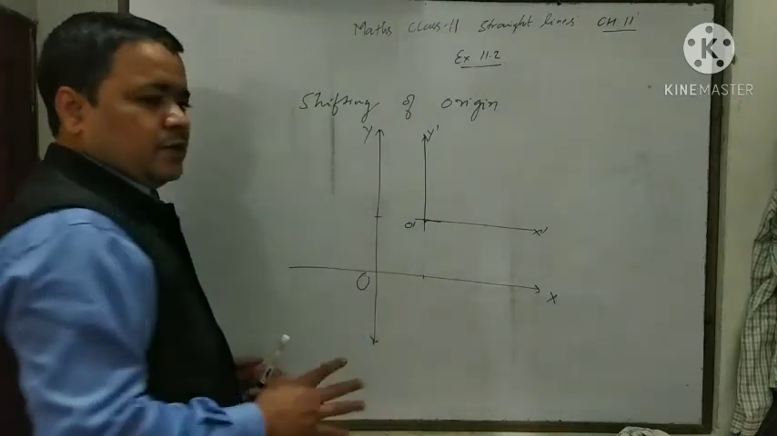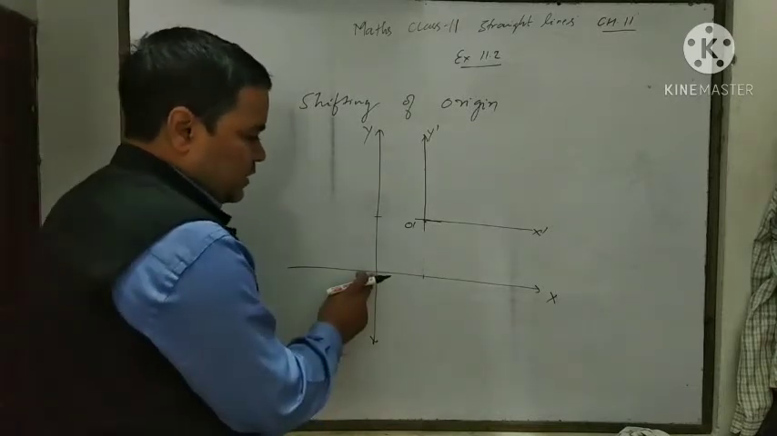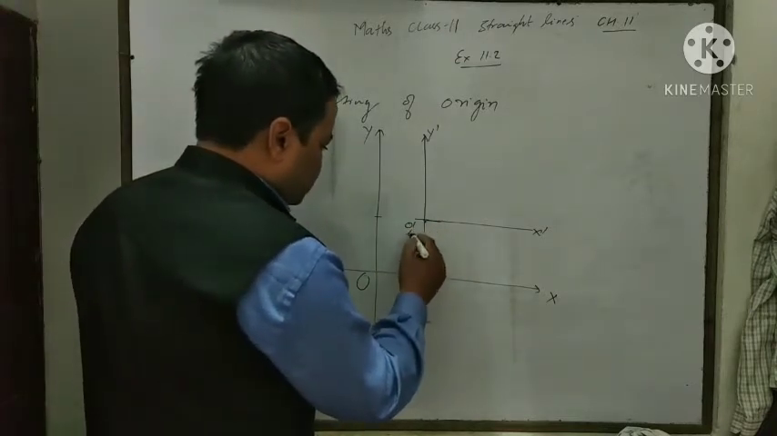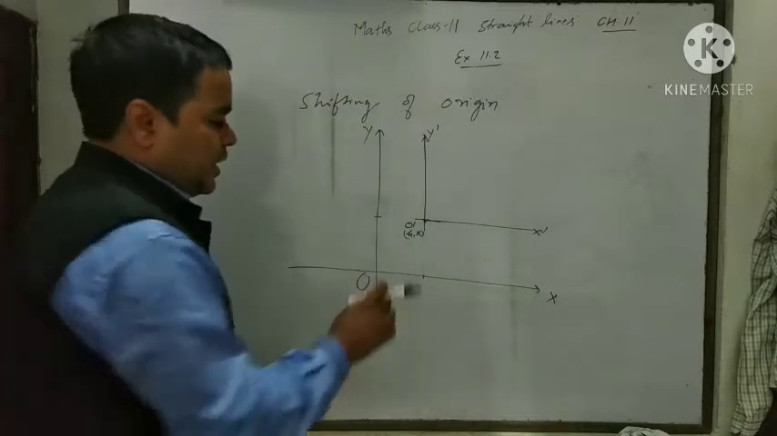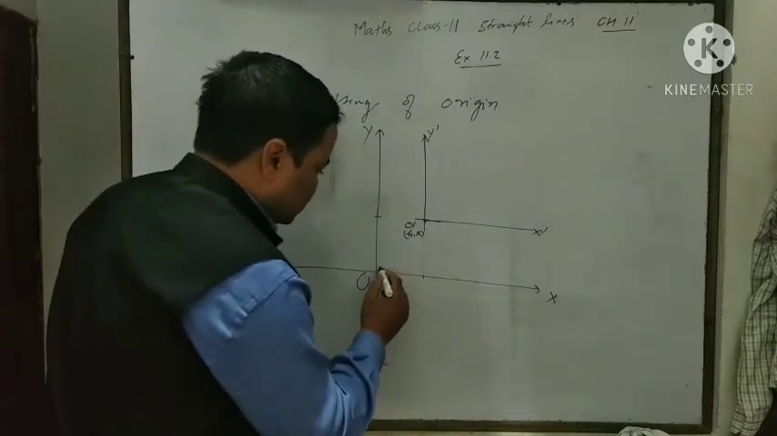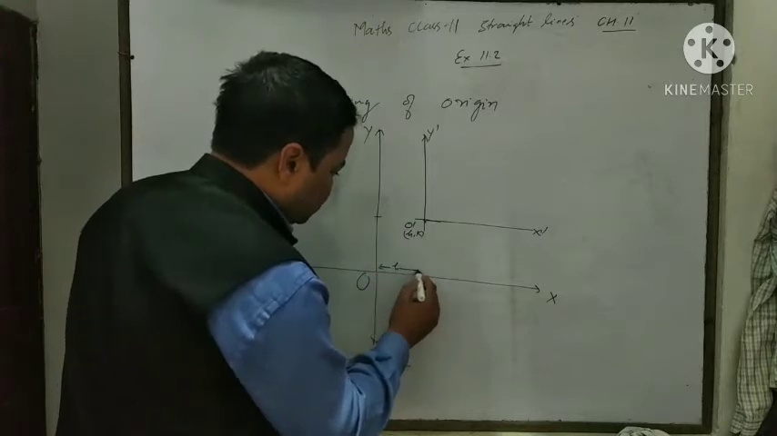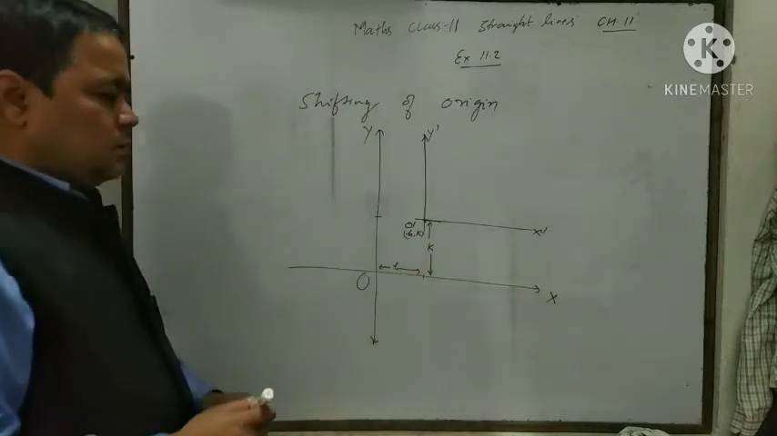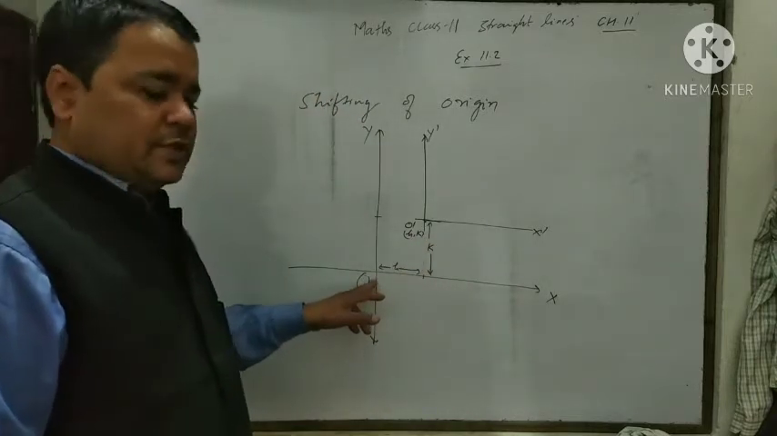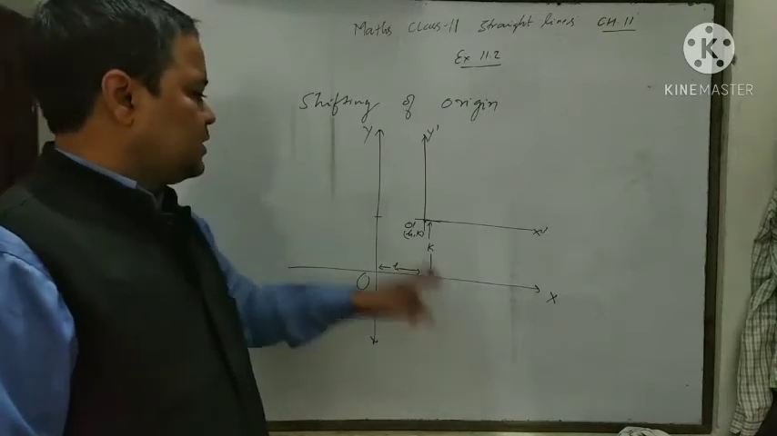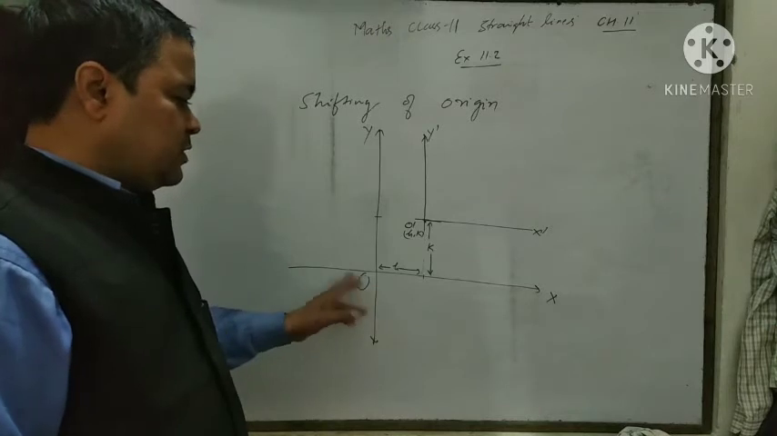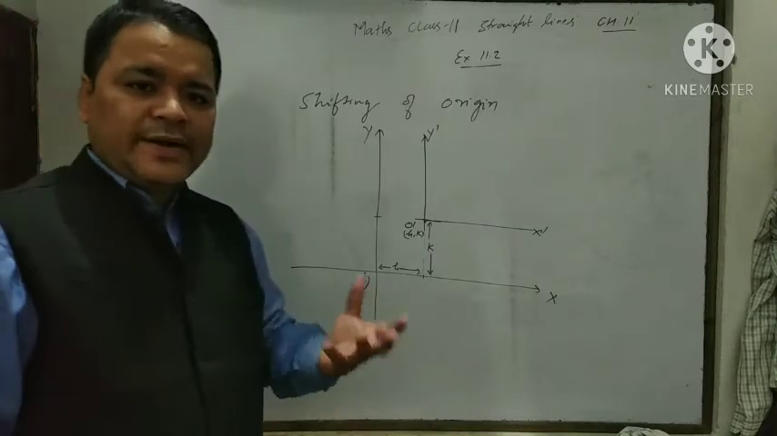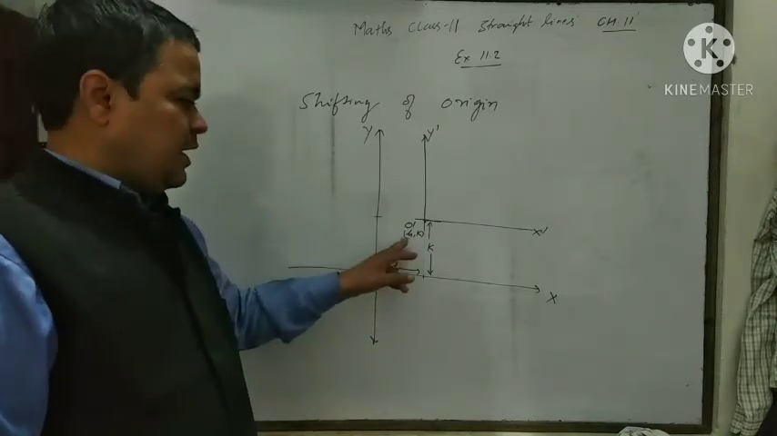According to the original coordinate plane, let the coordinates of the new origin be H and K. H and K means its distance from here is H, and this distance is K. With respect to the original origin, original x-axis and original y-axis, the coordinate of the new origin is (H, K).